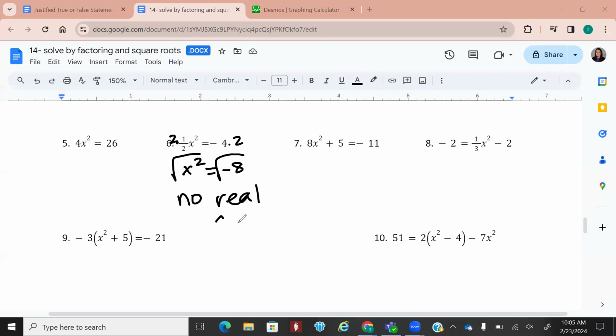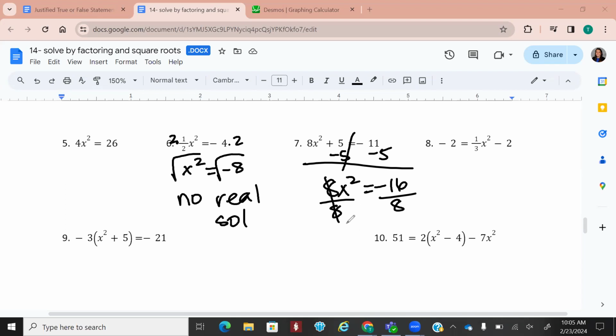On your final, as well as on your EOC, you're going to see a question with this on there. You've got to remember it. The next one, we're going to subtract 5, and that's going to give us 8x squared equals negative 16. We're going to divide by 8, and so that's going to be x squared equals negative 2. We take the square root of both sides. Again, cannot take a square root of a negative number. So no real solution. You cannot write no solution. It has to be no real solution.